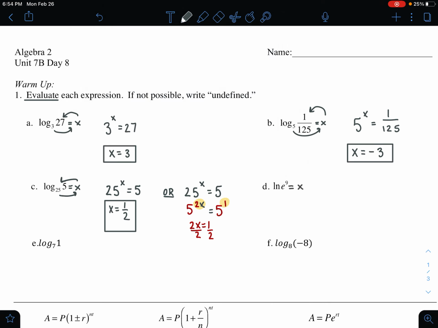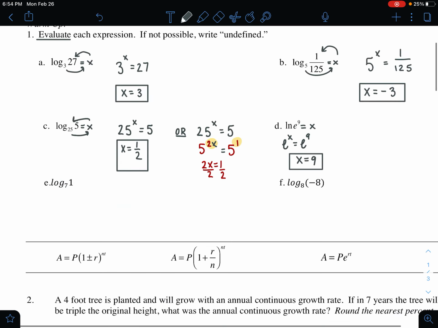We know that the base of natural log is e. So we can say e to the x equals e to the 9th, or you just know that natural log of e, they're inverses, and that'll be equal to 1. So therefore, our solution is x equals 9.